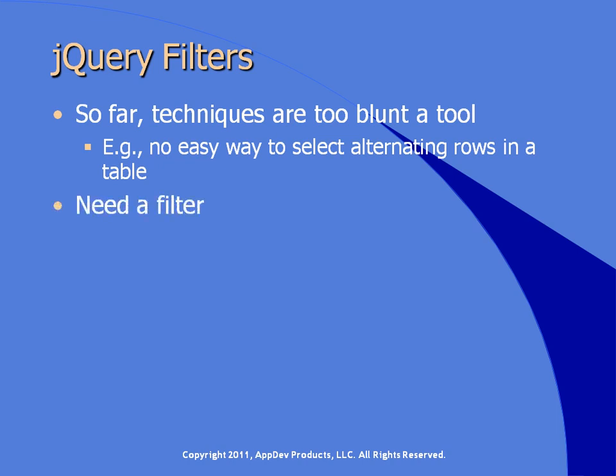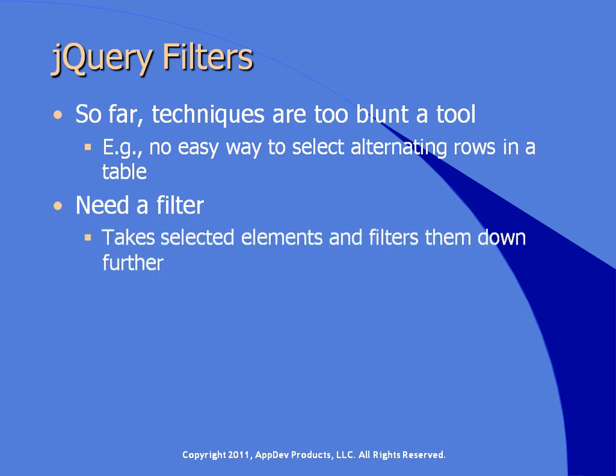For this kind of task, you need a filter. A filter takes the selected elements and filters them down further based on criteria that you select. So let's see how you can do that, specifically with how you can apply zebra striping to the table in the selector test page.